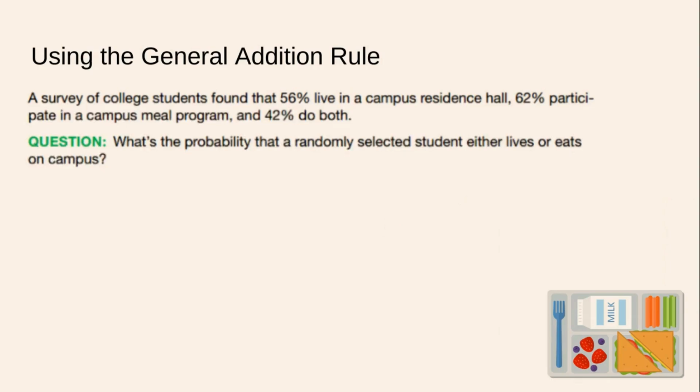So now let's use the general addition rule. A survey of college students found 56% live on a campus residence hall, 62% participate in a campus meal program, and 42% do both. The question our textbook asks is, what is the probability that a randomly selected student either lives or eats on campus? And of course we mean lives on campus, not lives altogether. I hope these students are all alive, but I digress. Think about how you would solve this problem and see if your answer agrees with mine. Unpause the video when you think you have the correct answer.